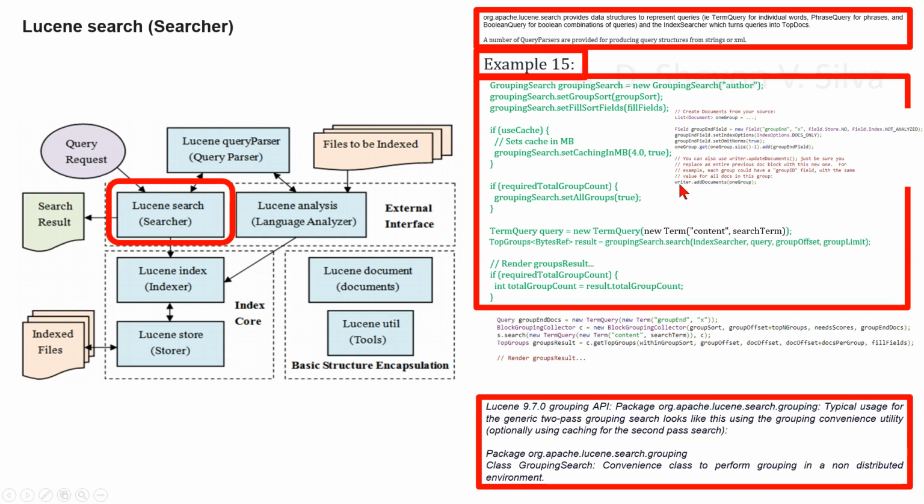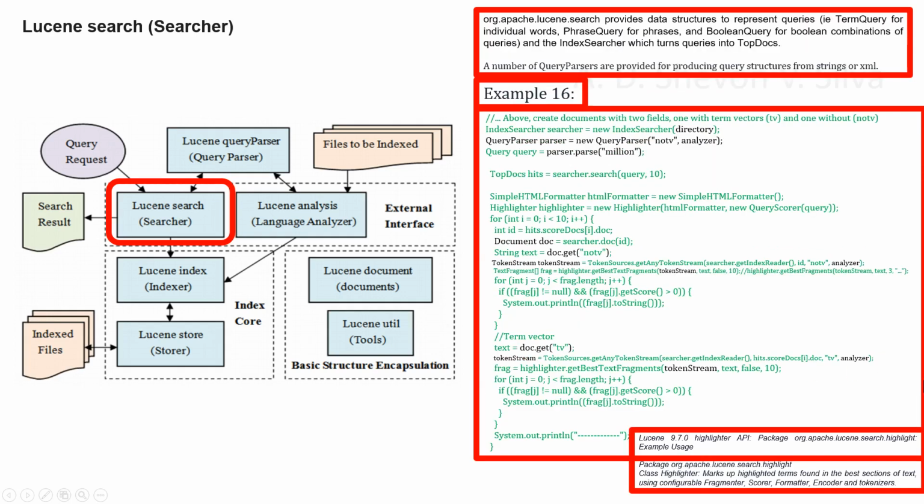You can also use the writer.updateDocument. Just be sure you replace the entire previous doc block with this new one. For example, each group could have a group ID field with the same value for all docs in this group. Render group result.